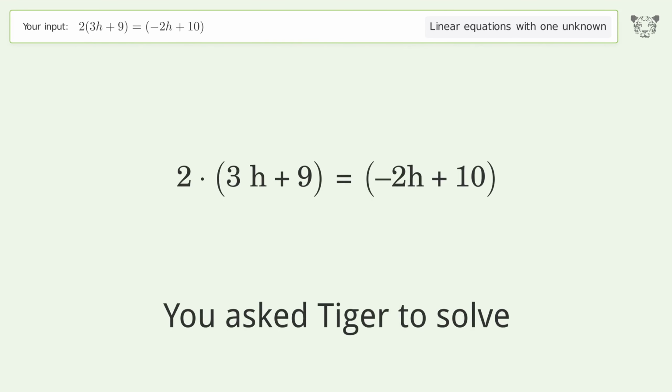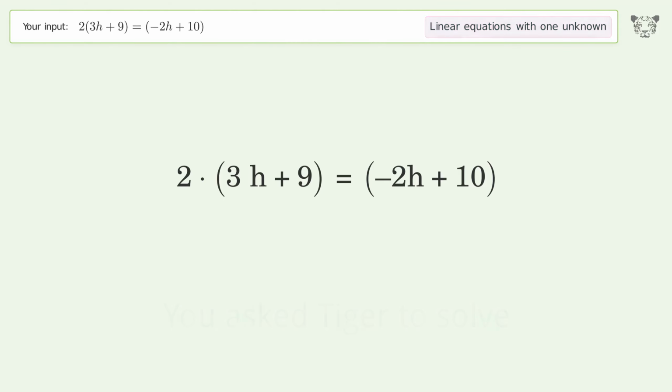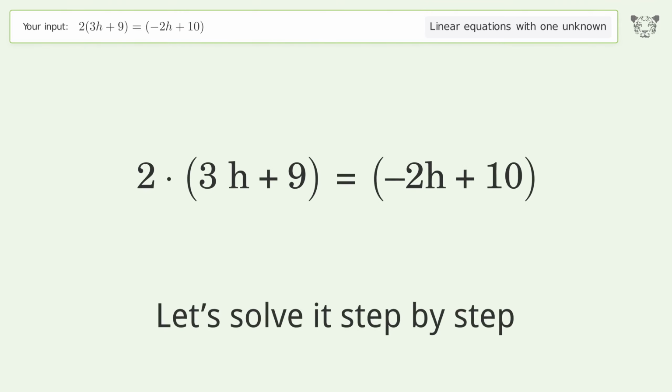You asked Tiger to solve this. It deals with linear equations with one unknown. The final result is h equals -1. Let's solve it step by step.